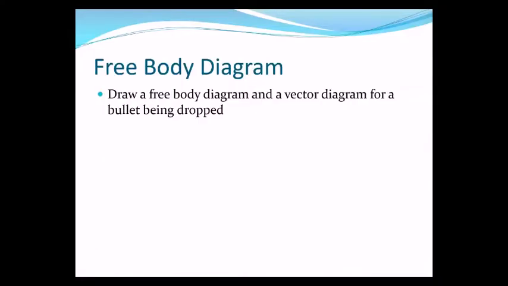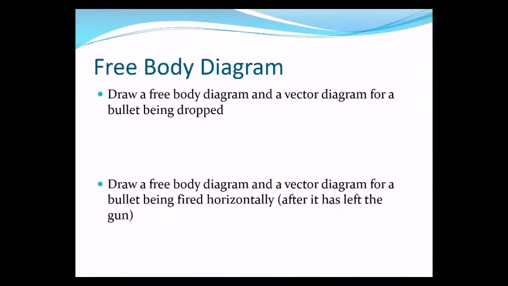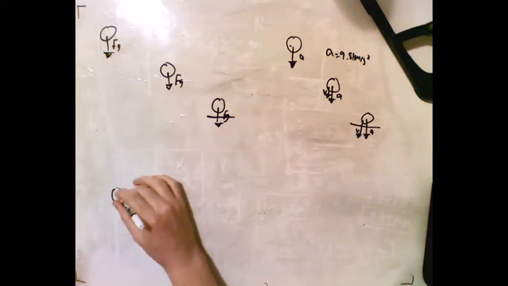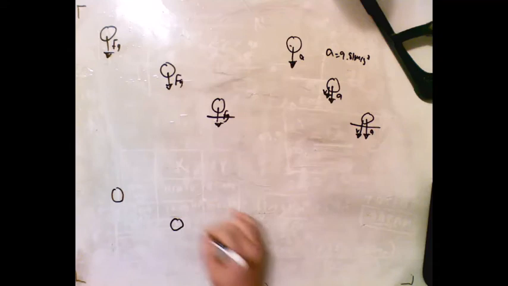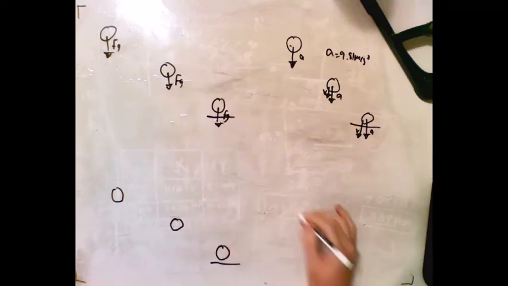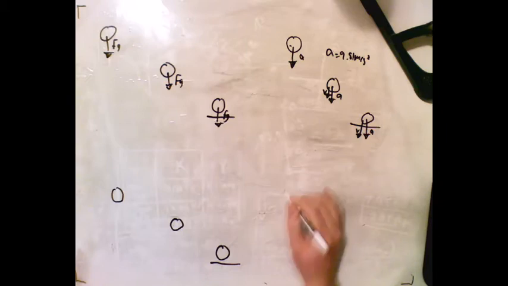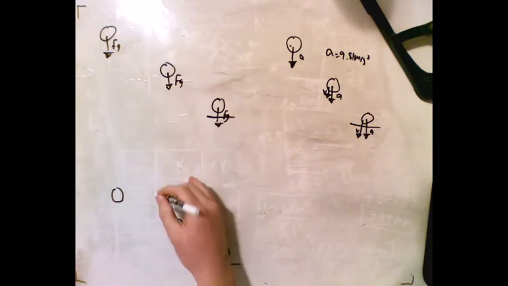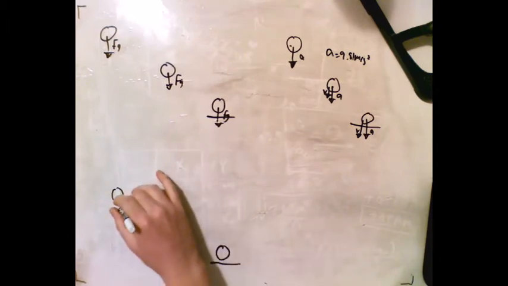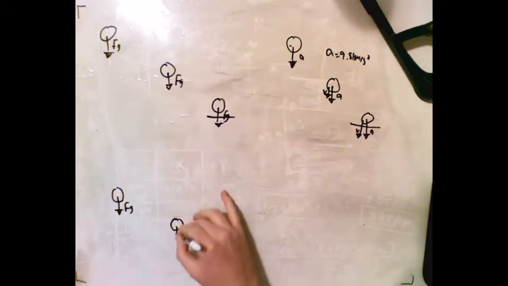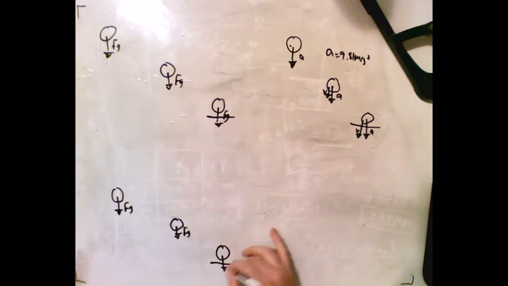If we do the same thing and draw a free body diagram for the bullet that's fired horizontally after it's left the gun, we can do that as well. Here, it's left the gun, it's almost hit the ground, and here's right before it hits the ground. In terms of the free body diagram, after it's left the gun, there's no more force acting on it. We'll ignore air resistance, so the only force acting on it is gravity. You can see the free body diagrams for both are the same.